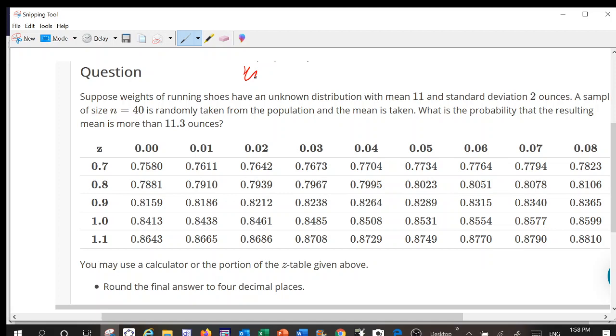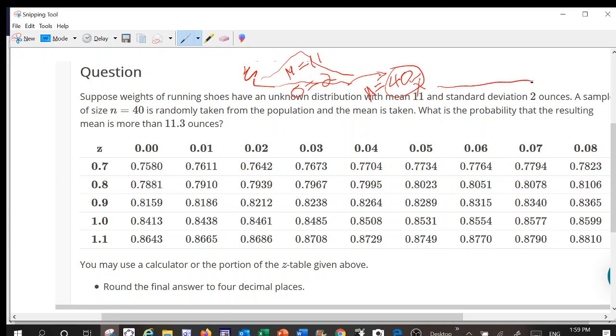Okay, so we have a distribution, which is the distribution of the original distribution that is given, weights of running shoes. So it has a mean of 11. So the mean of this distribution is 11, and the standard deviation is 2. Now, a sample of size 40 is randomly taken. So this is a sample of size 40. That's your n. And then what is calculated? The mean is calculated, so x bar.